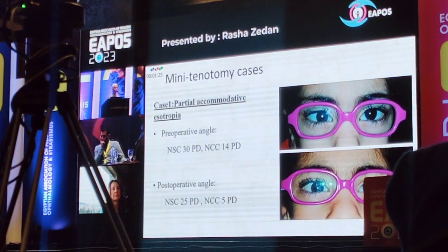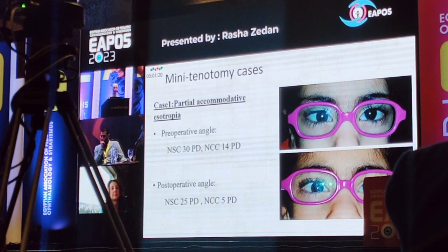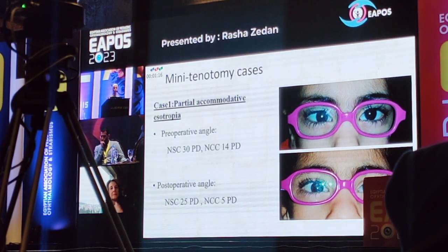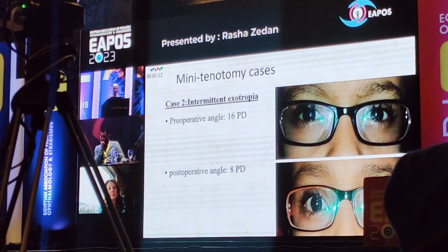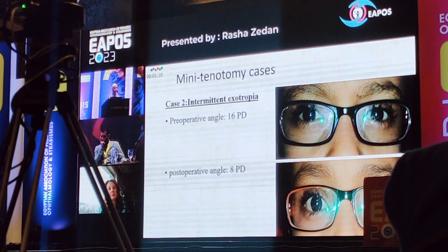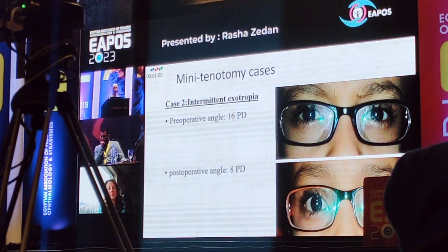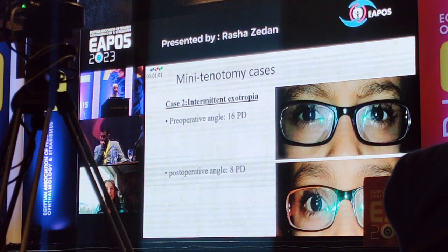For mini tenotomy, this is another patient with a partially accommodative esotropia with a preoperative angle with glasses of 14, and that was able to be corrected to 5 prism diopters with glasses. Another intermittent XT case who had a mini tenotomy with a preoperative angle of 16 prism diopters and a postoperative angle of 8 prism diopters.